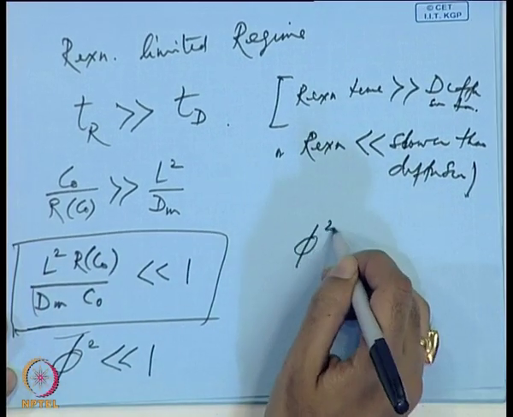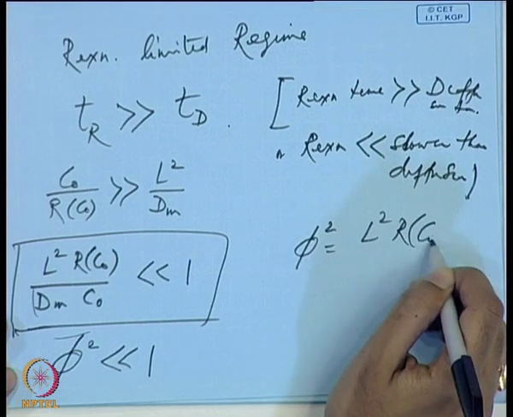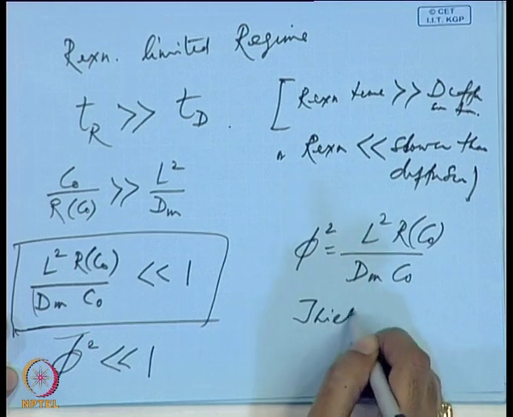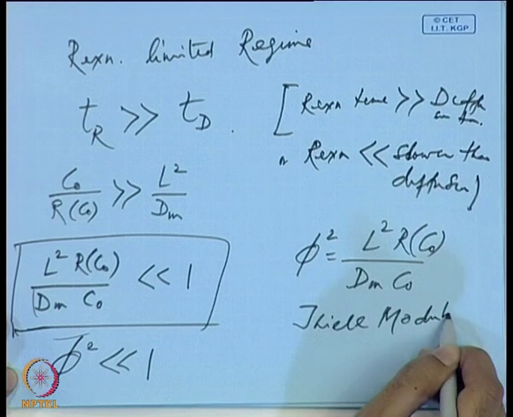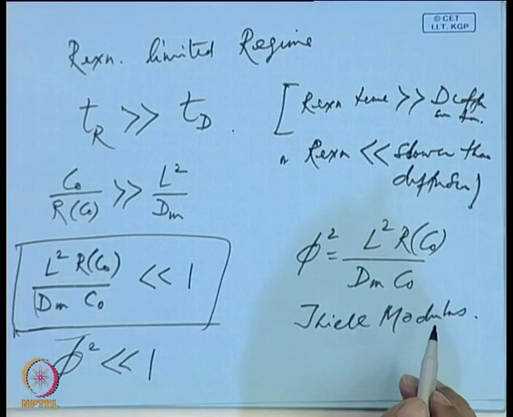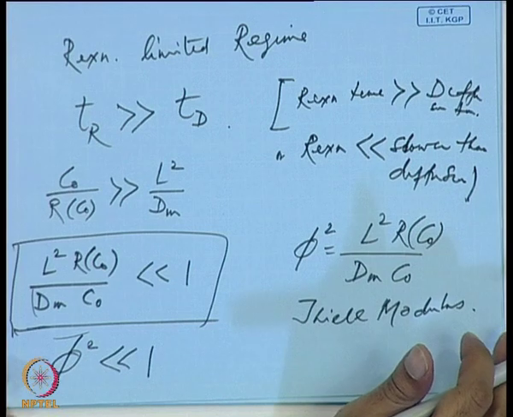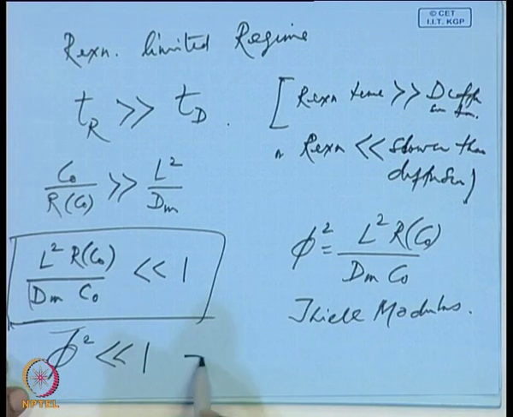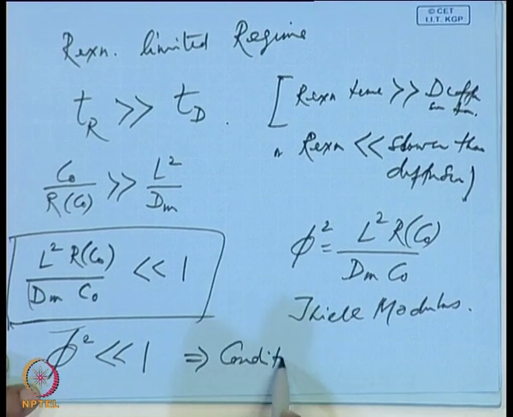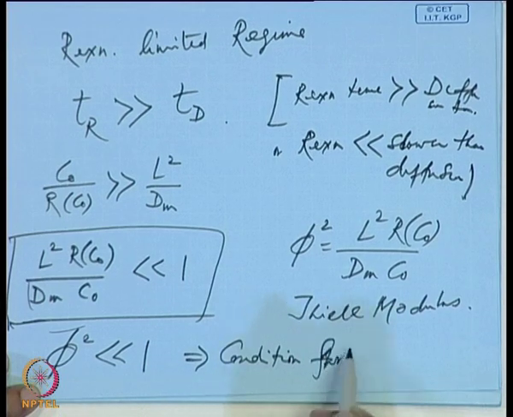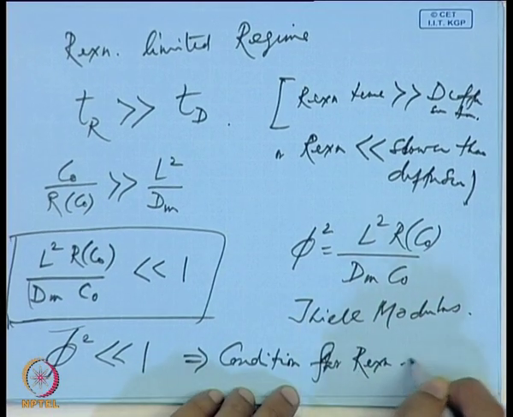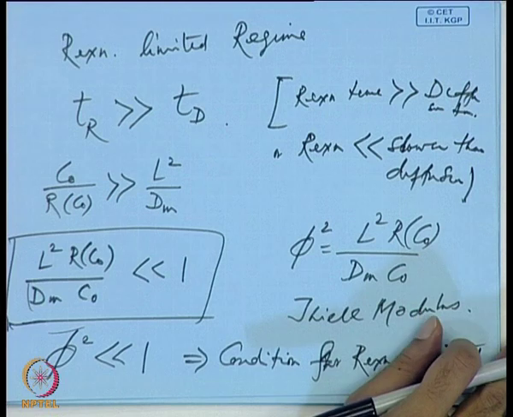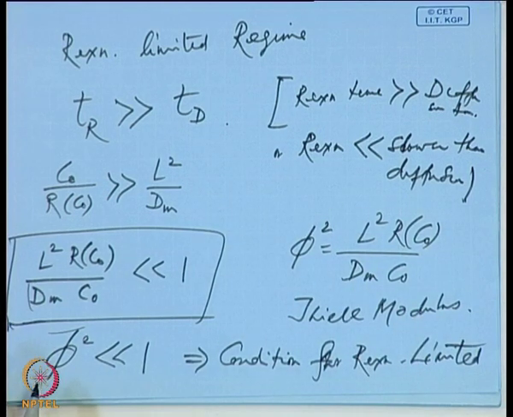So, phi square equals L square R C naught over dm C naught. Okay. This is Thiele modulus, named after the very famous reaction engineer, chemical engineer, so to say, Thiele. Okay. So, this is my condition for reaction limitation. So, later on in this chapter we will talk about this reaction limited regime. So, what we need to measure is phi square, the Thiele modulus.